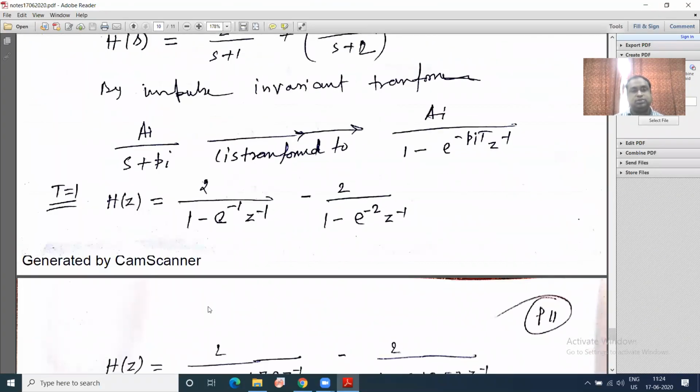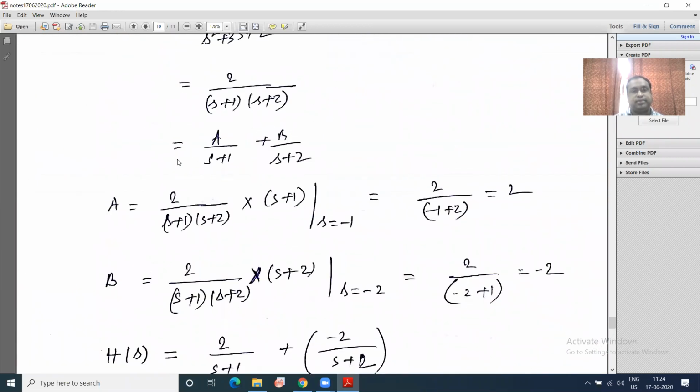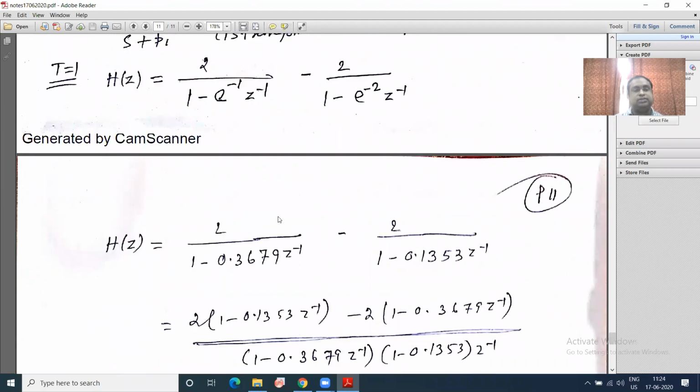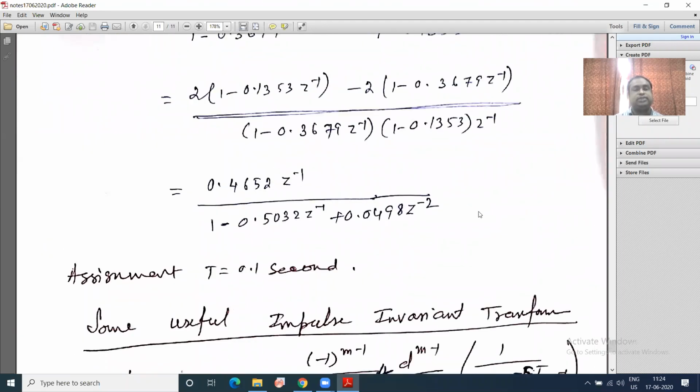So if this is your S function, and this is the corresponding Z function. This is how we have converted an S function into a Z function. Any doubt?